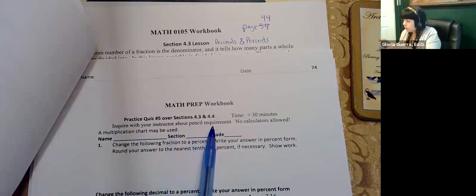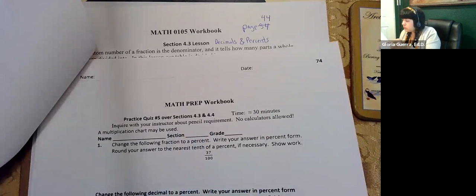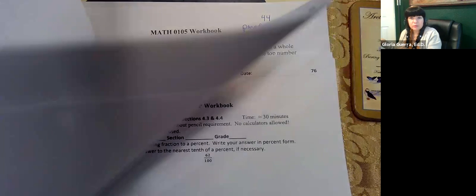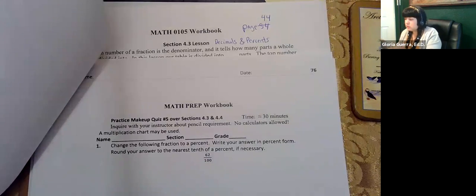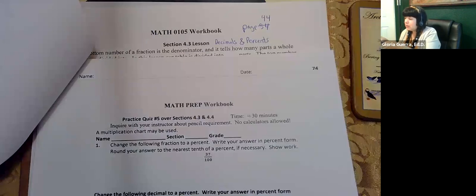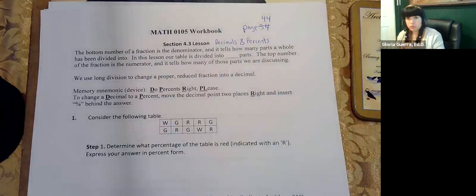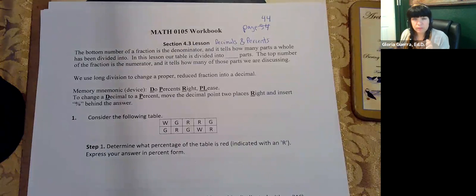For example, here, practice quiz 5 over 4.3 and 4.4. It gives you an idea of it looks like you have about 10 problems to practice. There's also a makeup practice quiz, so there are actually 2 quizzes that you could take. And again, the answers are in the part of the workbook where all the answers are. You can do those and time yourself and then check your work, okay? All right, so let's see what they say here.